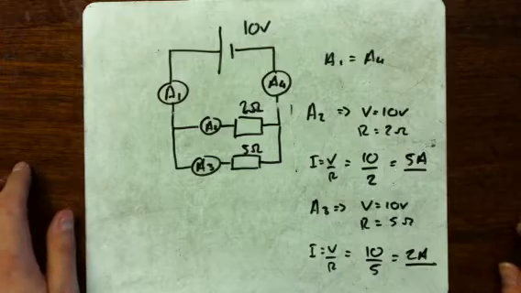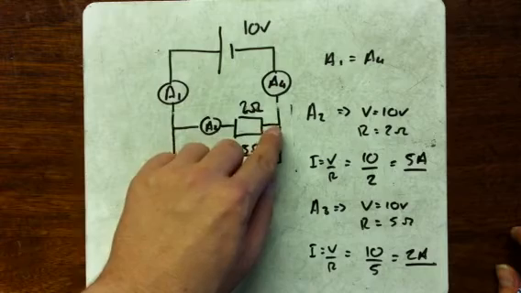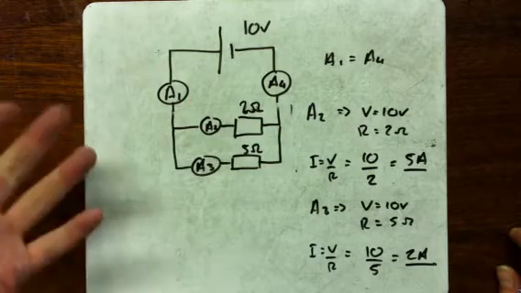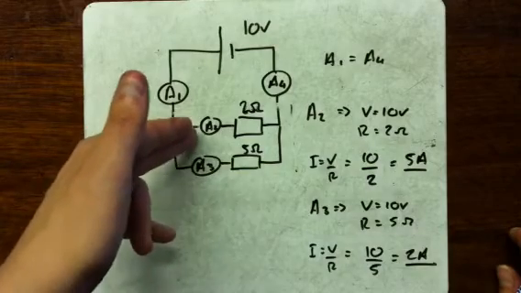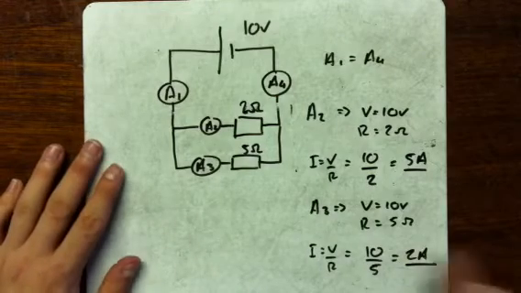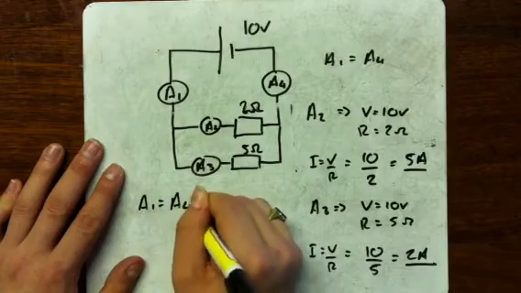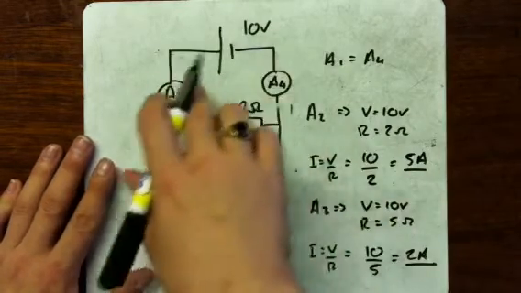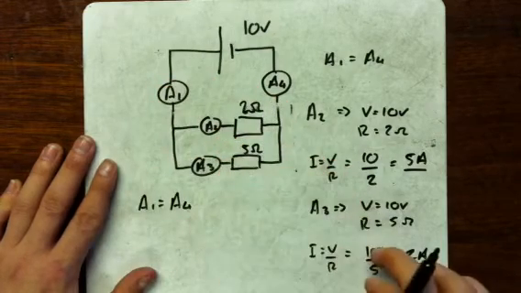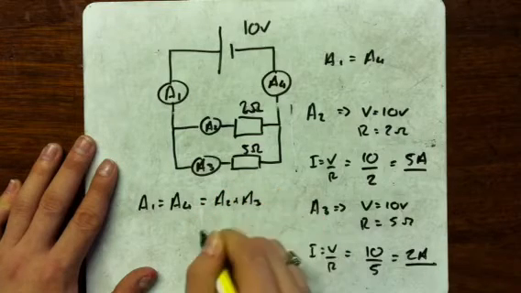Well, according to the rule that we just visited, the current splits when the branches split and come back together when the branches come back together. That further supports A1 is equal to A4. What it also supports is that the sum of A2 and A3 is equal to whatever A1 and A4 is. So we can find A1 and A4 by simply adding together A2 and A3. In other words, we find the current going into and out of the power supply by summing together the current on each branch. So A1 equals A4 equals A2 plus A3.